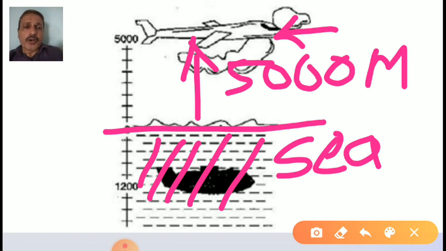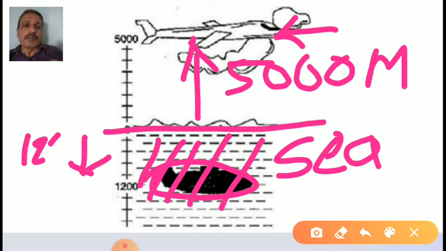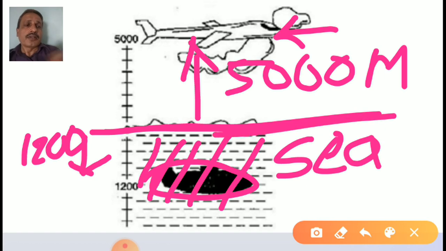At the same point, a submarine. Submarine, do you know what a submarine is? It is not floating on the water. It is moving under the water. So here under the water, the submarine is moving. What is the distance of this submarine? The distance of this submarine is 1200 meters below the sea level. This is our level, the sea level. It is called the sea level.